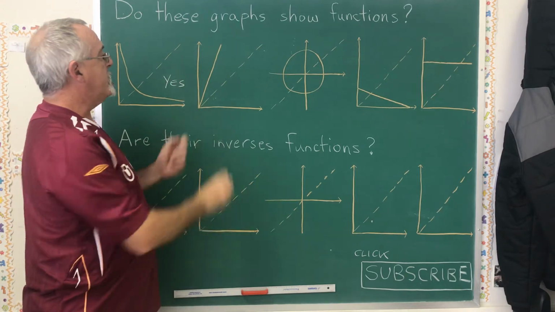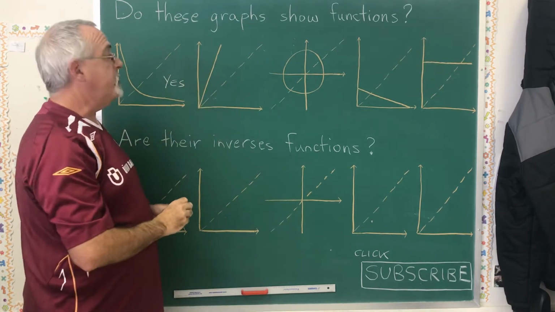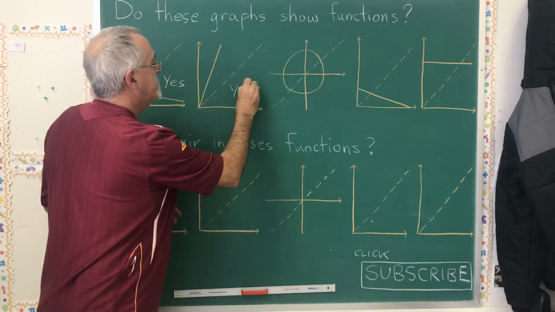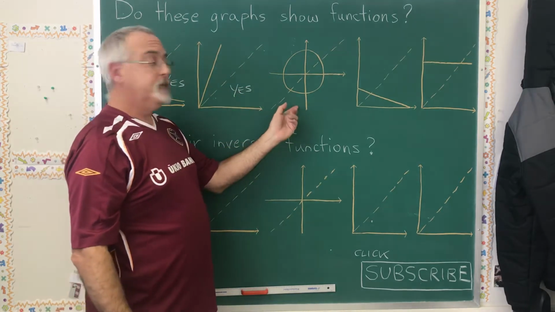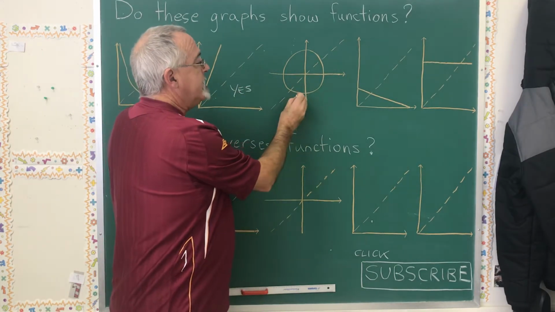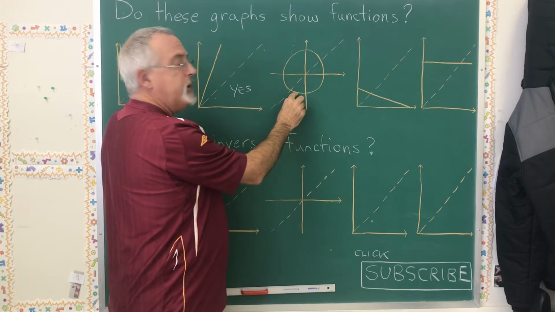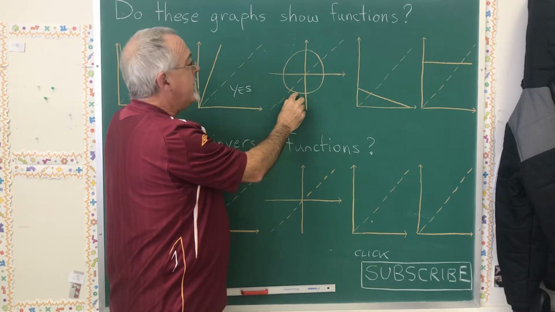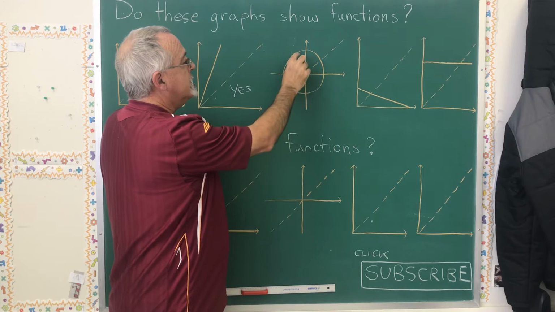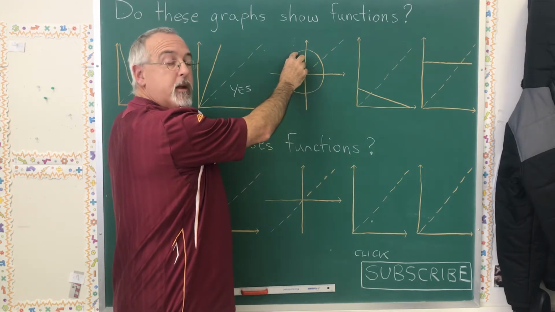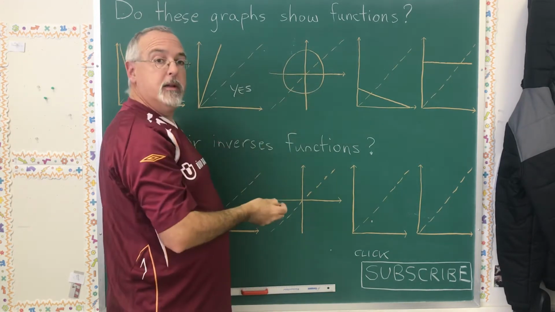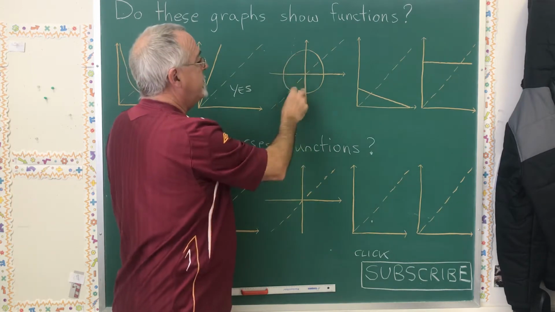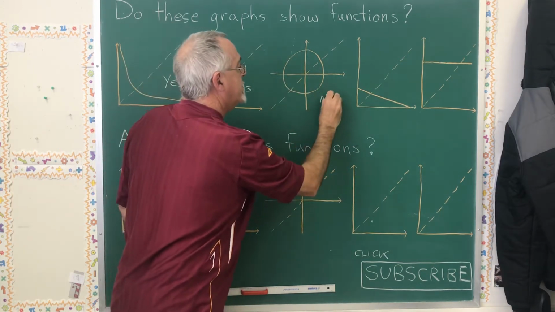Here's a linear function. None of the x values have more than one y value. Yes. Here's a circle. For instance, the x value here, let's say it's x equals -1, would have two y values because there would be a point right up here that would also have x equals -1. There are two different y values. This is not a function.